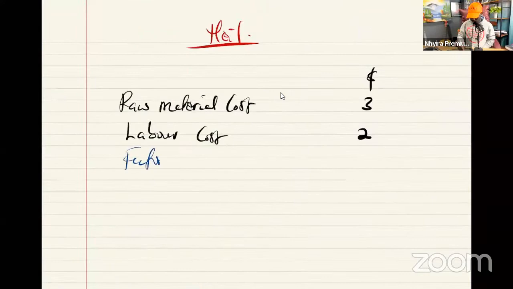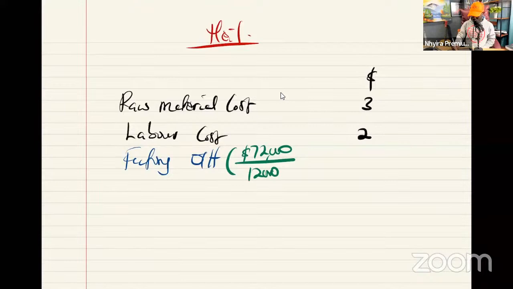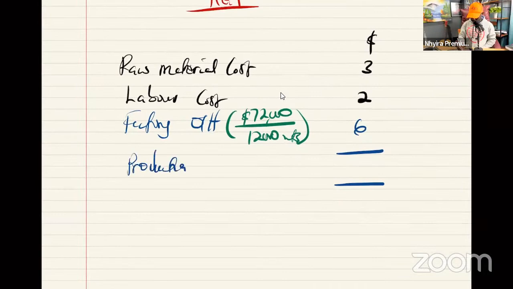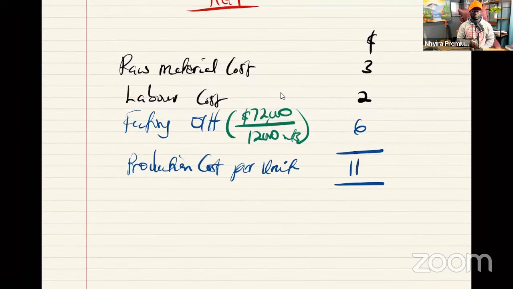Remember we said in determining the initial cost, we bring in the raw material cost, the labor cost, and factory overheads. Remember the principle we established in the beginning. So that is going to be $72,000 divided by 12,000 units, and the answer is $6. So we add that up, and that is the production cost per unit. So if we want to determine the cost of inventory of the company, it is going to be $11 per unit. Inventory of finished goods will be valued at $11 per unit.